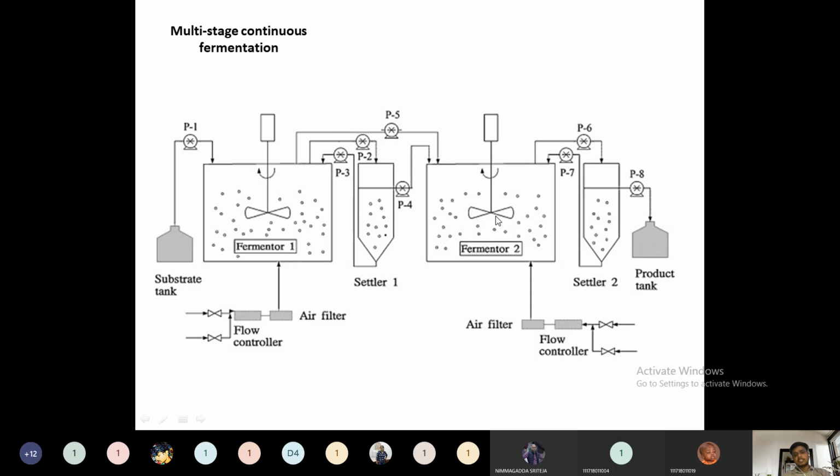There may be chances of contamination. Why? We are operating it continuously. Since the process is continuous, there is no sterilization at each stage in between. So whenever one stage of the continuous process receives some contamination, that contamination will be carried out to the next stage. In this way, the continuous process has the disadvantage of very high chances of contamination, as the fermentation process is operated continuously.